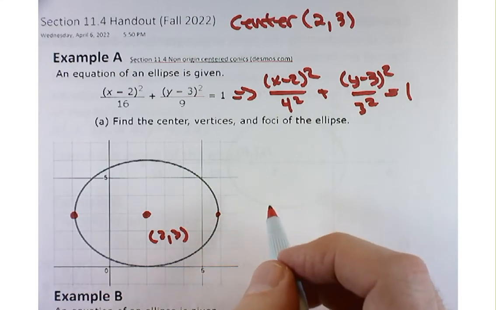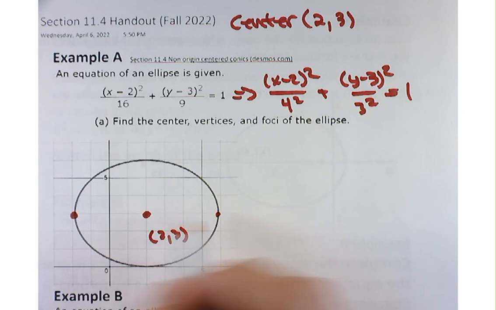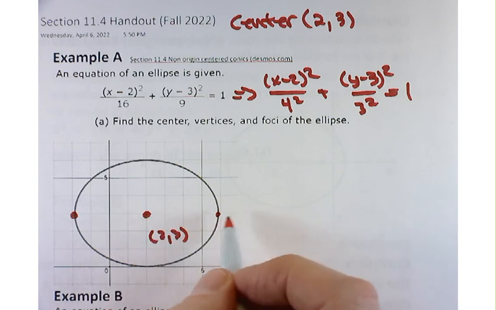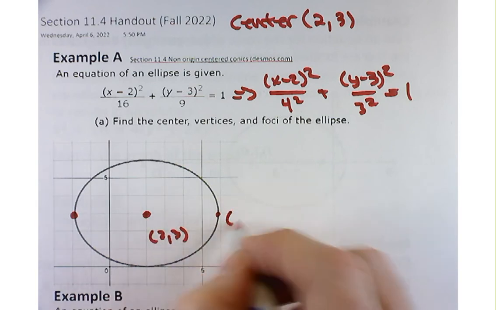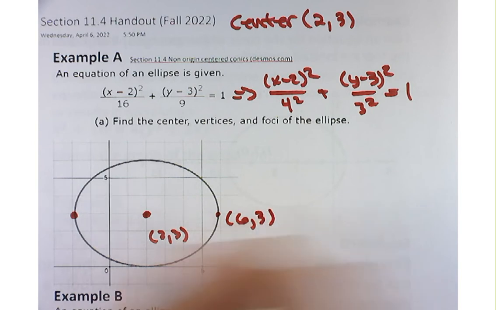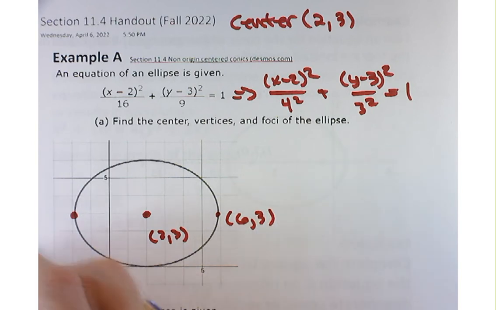The x-coordinate. Yeah, the x coordinate. Good. So adding 4 to the x coordinate, that point would be at 6 and 3. Subtracting 4 from the x coordinate, that point would be at -2 and 3.